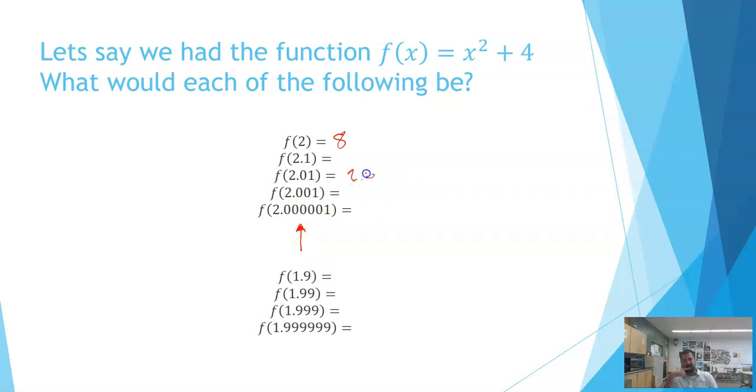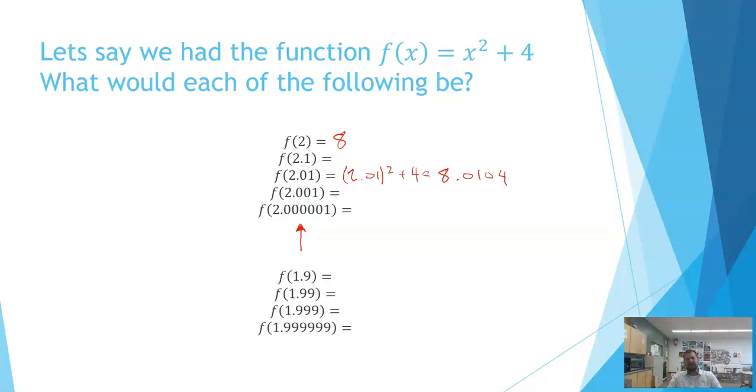So if I had 2.01 squared plus 4, what we would get is not actually 8. I believe what we get here is 8.0401. I could be wrong about the exact number you get. But the idea that I'm trying to show you here is that the closer our x values get to 2, the closer our function value should be getting to 8. And I know that sounds like an obvious idea, but it's worth stating.